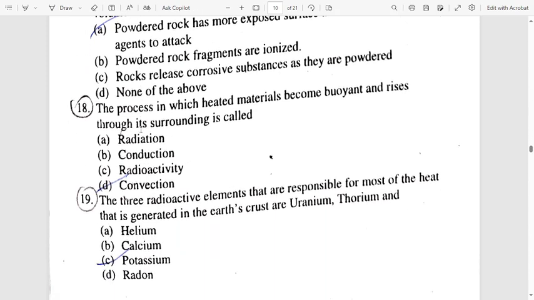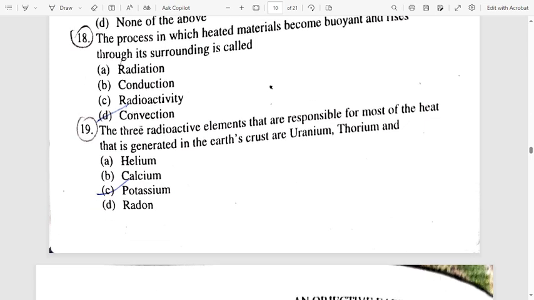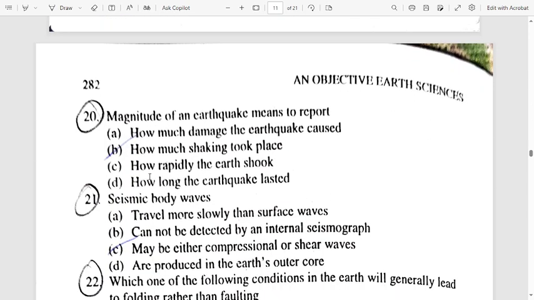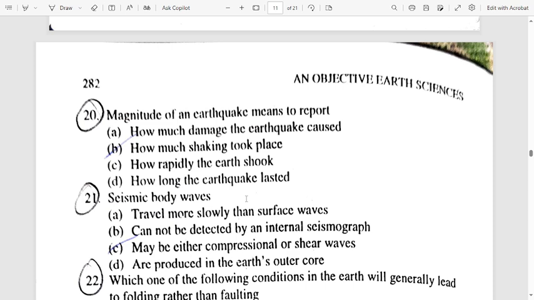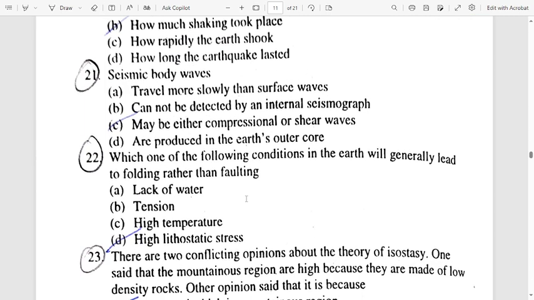The process in which a heated material becomes buoyant and rises through its surroundings is called convection. The three radioactive elements that are responsible for most of the heat that is generated in the Earth's crust are uranium, thorium, and potassium. Magnitude of an earthquake means to report how much shaking took place. Seismic body waves may be either compressional or shear waves. Which one of the following conditions in the earth will generally lead to folding rather than faulting?